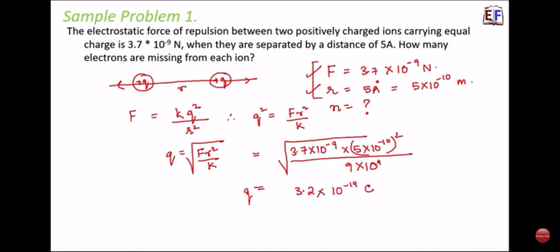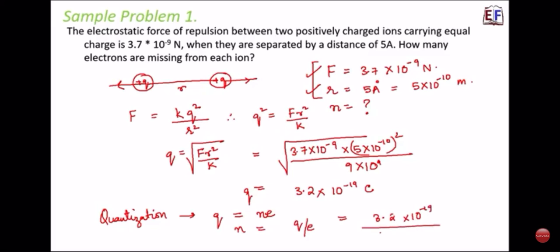But we have to find out how many electrons are missing from each ion. So from the concept of quantization of charge, we know that how can we represent charge? Charge is basically the total charge of the total number of electrons in that particular object. So this is equal to Ne. So N, that is the number of electrons, will be equal to Q divided by E, which is equal to 3.2 into 10 to the power minus 19 divided by 1.6 into 10 to the power minus 19. So this is equal to 2. So there are 2 electrons missing from each ion.